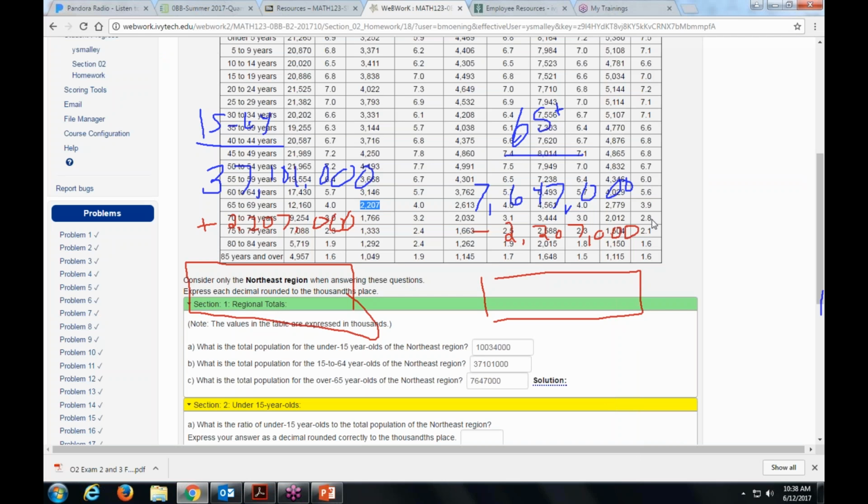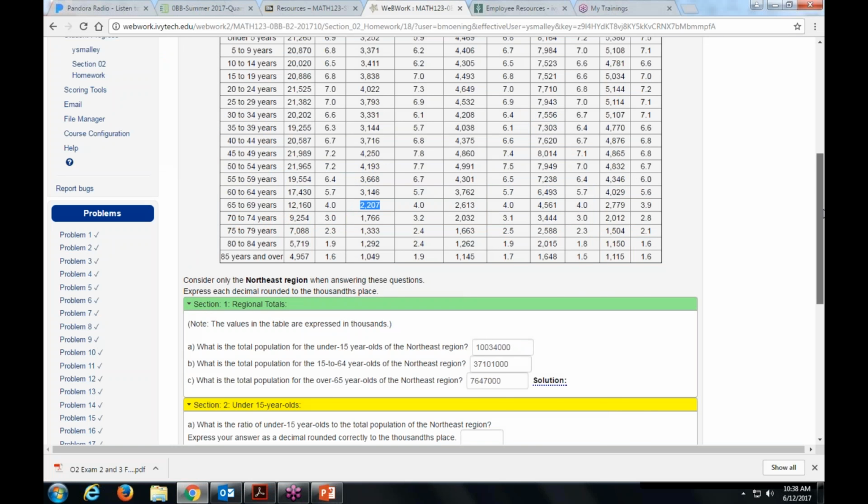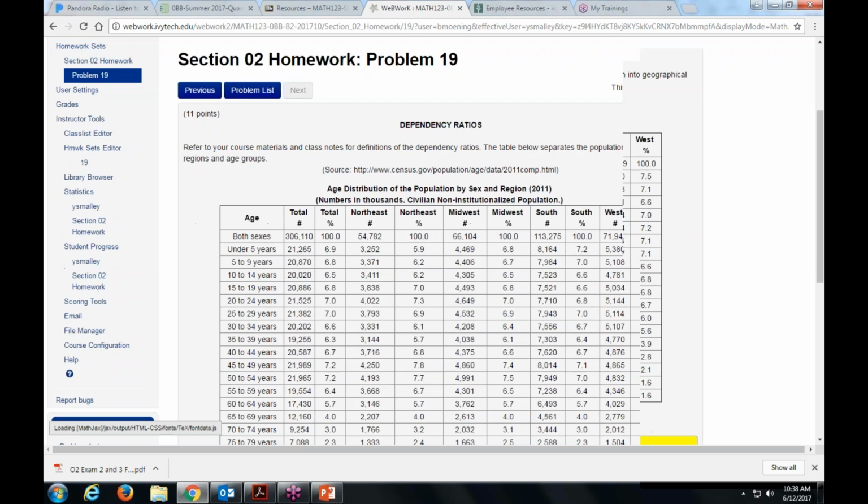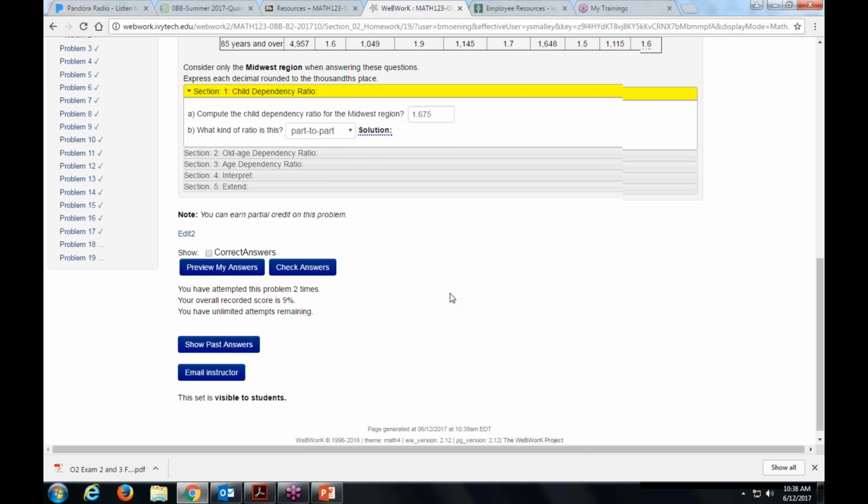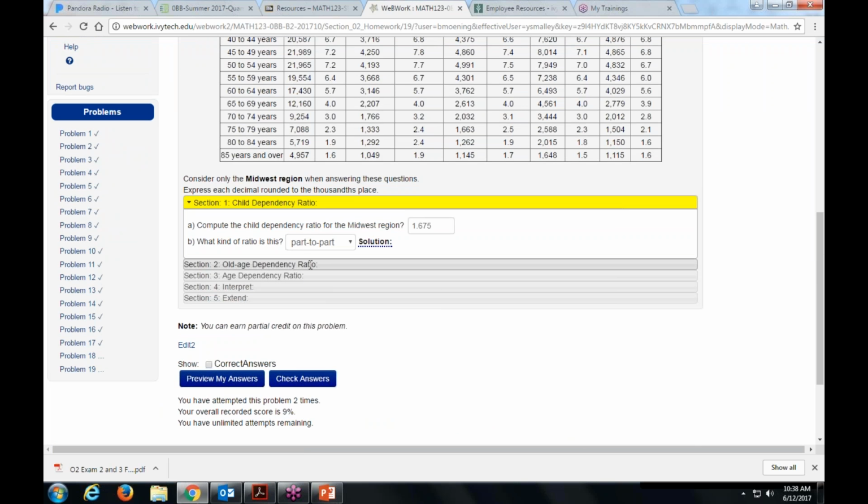And we need to talk about number 19 as well. The problem with these problems is now you have a new region. You've got to do all of those additions again.